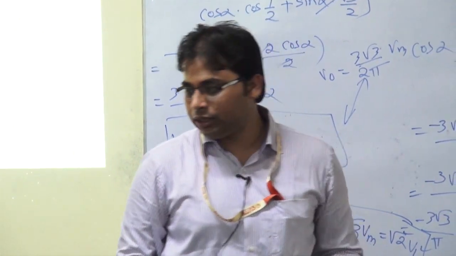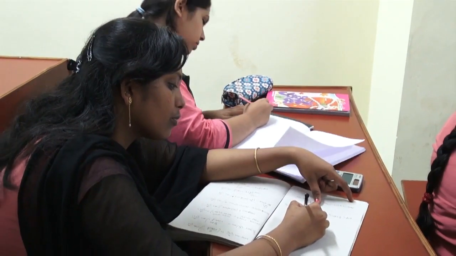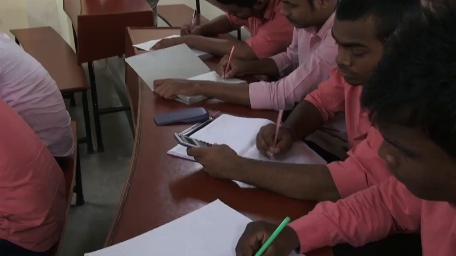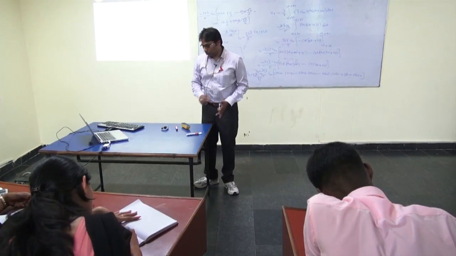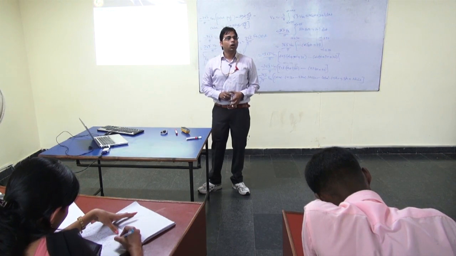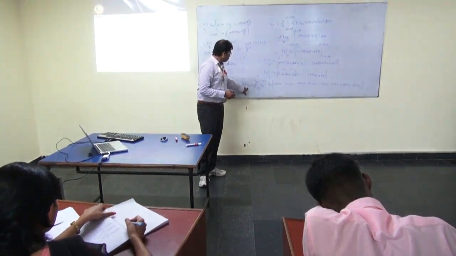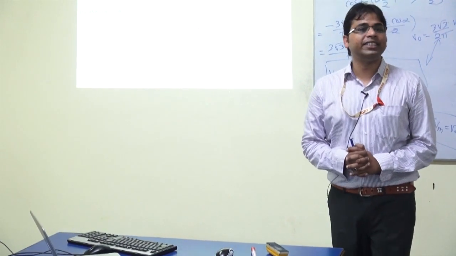For RMS output voltage, this is the answer you are supposed to get in terms of line voltage. Just put root 3 Vm equal to root 2 VL. This is the relation. So the answer you are supposed to get is VL under root 1 plus 3 root 3 by 2 pi cos 2 alpha. So this is all about your 6 pulse rectifier.